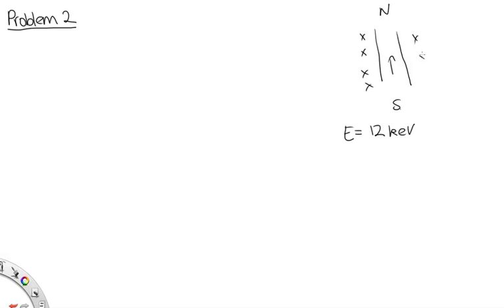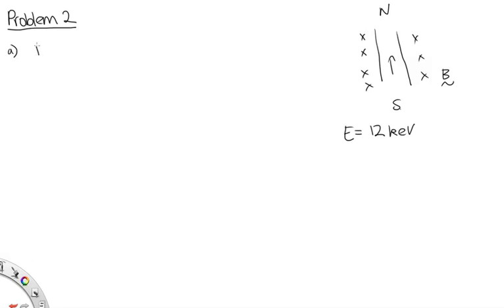Problem 2. In this problem we have an electron beam. So here's our beam of electrons. It's going from south to north. And the energy of the electrons is equal to 12 kilo electron volts. And we're told that this is orientated in the Earth's magnetic field, which is pointing directly downwards. And we're asked in what direction will this beam of electrons be deflected?